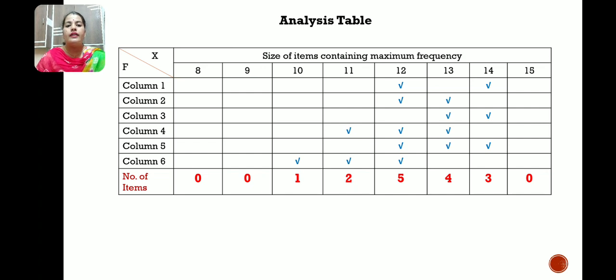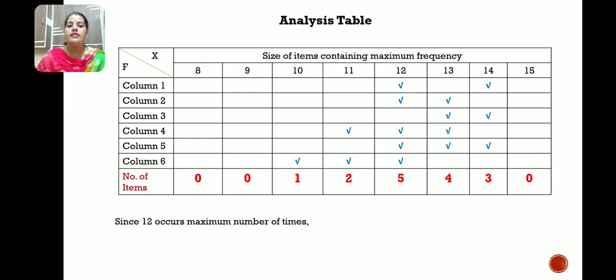So in 8 no item is there, in 9 no item is there, in 10 one tick is there, in 11 two ticks are there, then in 12 5 marks are there, in 13 4 marks are there, and then in 14 3 marks are there, and 15 has 0 marks, okay. So you can see here in front of 12, 5 tick marks are here, okay. So 12 is our mode here, okay.